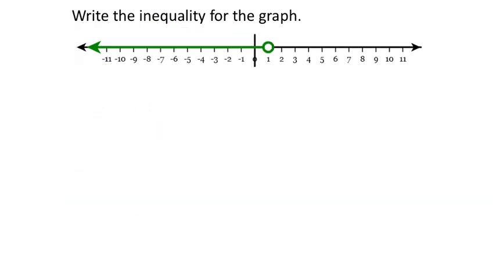All right, again, we see the transition from truthfulness to falsefulness here at 1. So I will be comparing x to 1. Now, this circle is an open circle. So that tells us there is no equals in the inequality.